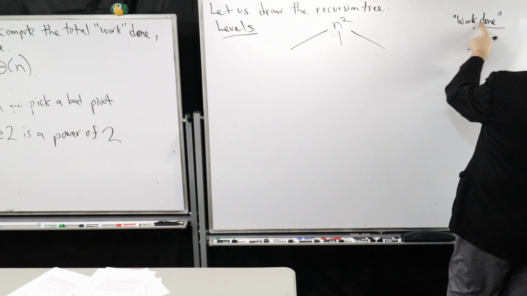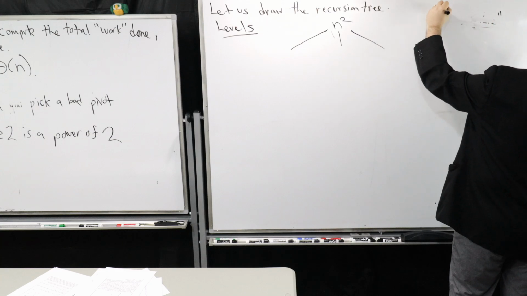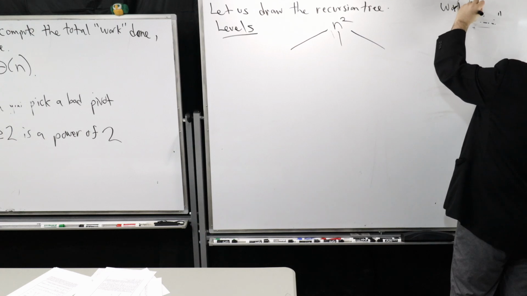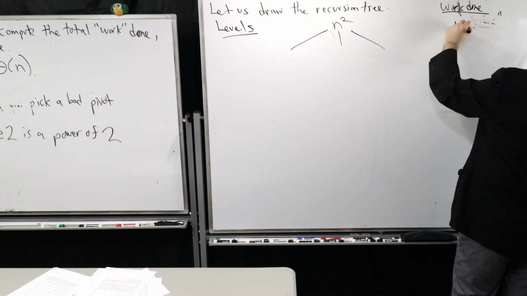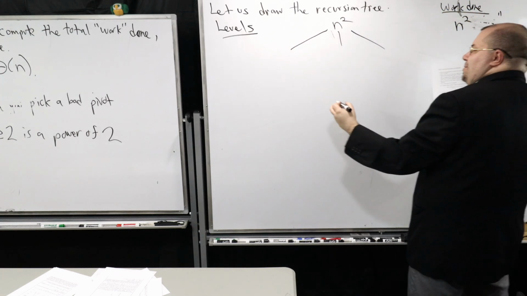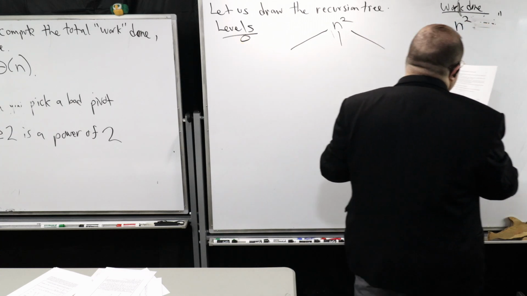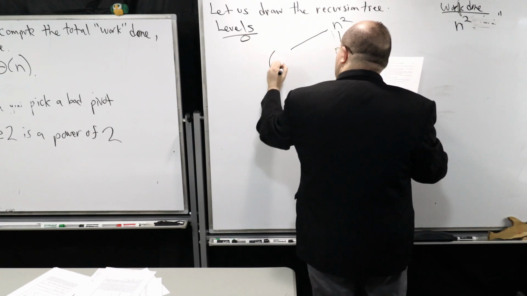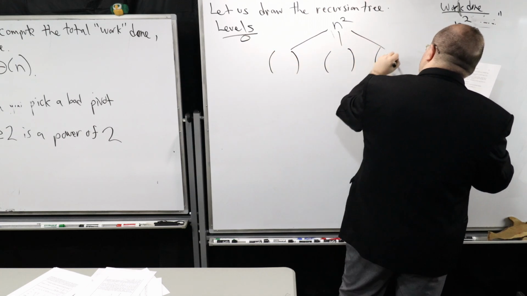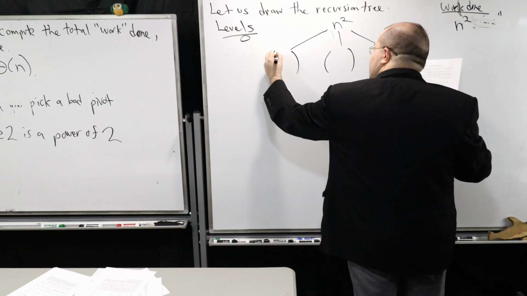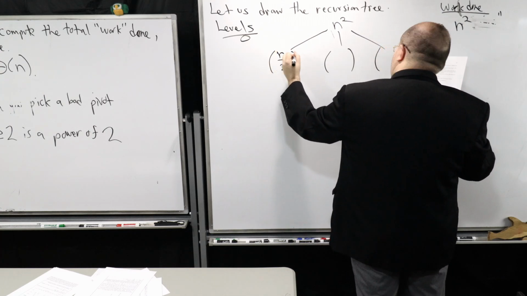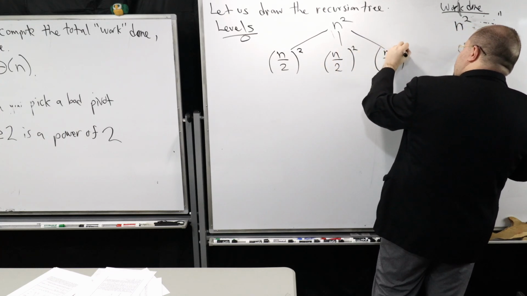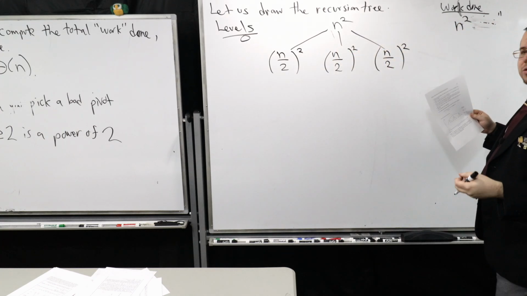So for example, let me write work done a little bit higher up. So on the first level, level 0, I do n² many operations. Then I have 3 recursive calls. Each one will halve the size of the input, so the non-recursive work is (n/2)² for each one of these. So 3 recursive calls happen. That's why I have 3 children.